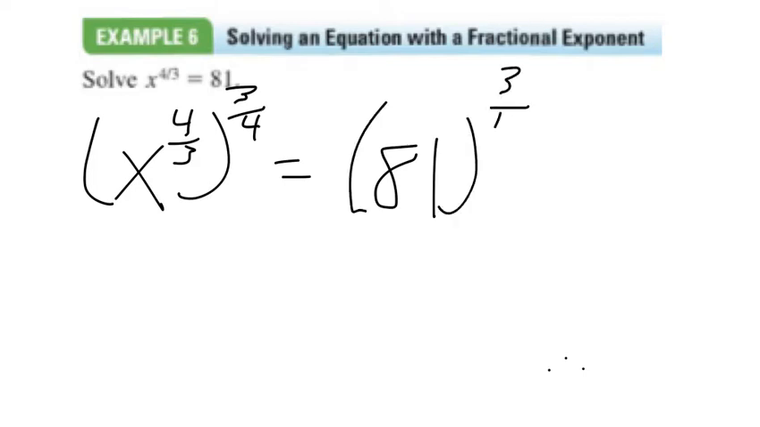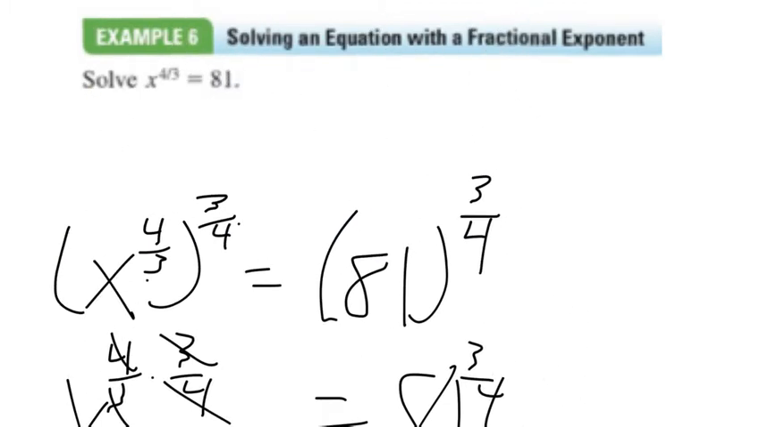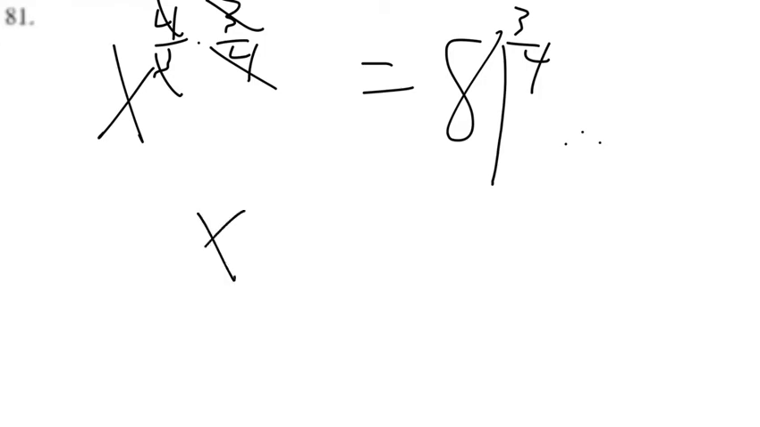But what you do to one side, you do to the other. The reason we do this is because we have a power raised to another power now, so on the left-hand side, you just multiply the exponents. So that would be x to a power of 4/3 times 3/4 equals 81 to the 3/4. The 3's cancel out, the 4's cancel out, so you're left with just x equals 81 to the 3/4.